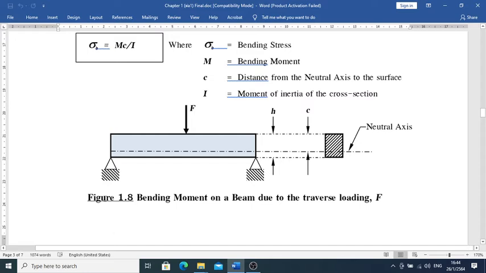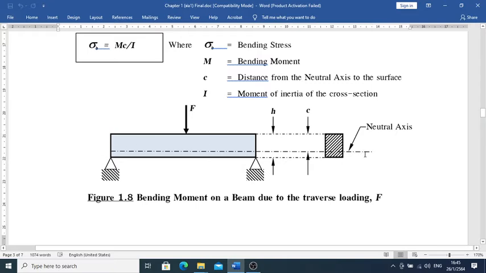For Figure 1.8 there, we have a simple support beam with a left support and a right support respectively. We have a force F, which we call transverse loading. This force acts perpendicular to the axis of the beam. So this beam tends to be bent like a curve, with a neutral axis. I am trying to make a drawing that looks like that.